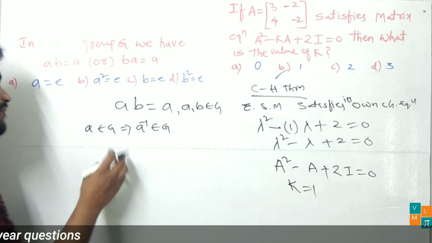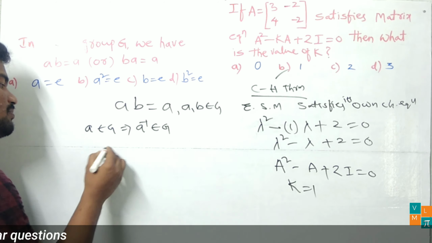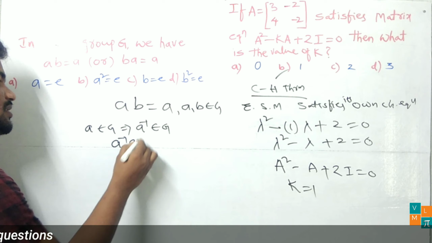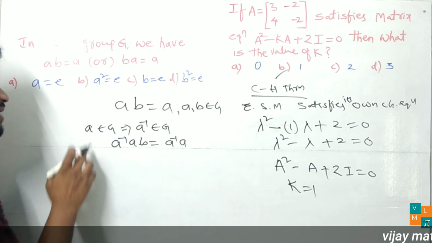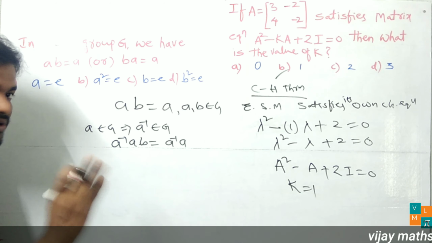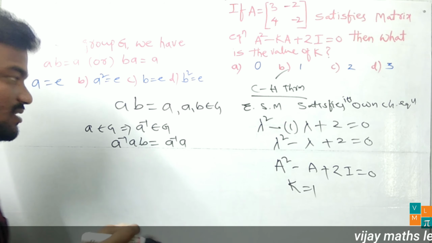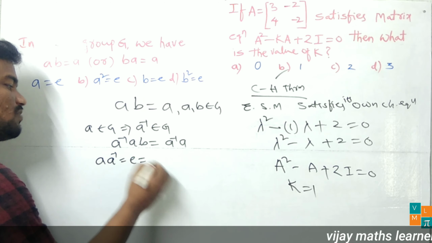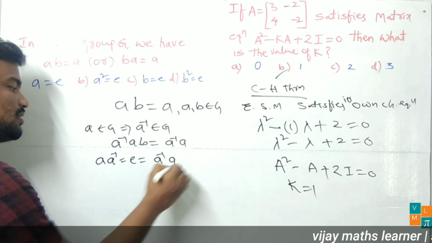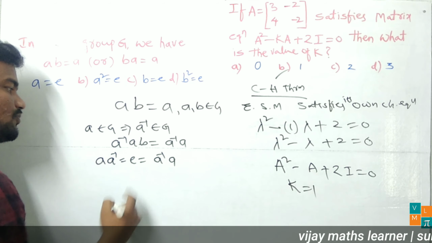Here I am pre-multiplying with A inverse on both sides of the equation. A inverse into A into B. A inverse into A. Here G is a group. Every element of group satisfy 4 properties: closure, associative, identity, and inverse law. So by inverse law, what we write? A into A inverse equals to E equals to A inverse into A. So in place of A inverse into A, substitute E.